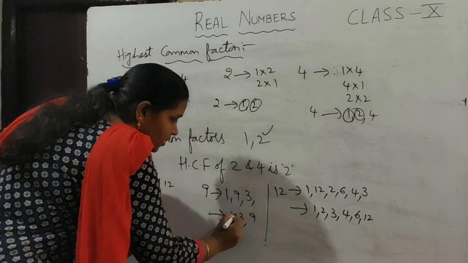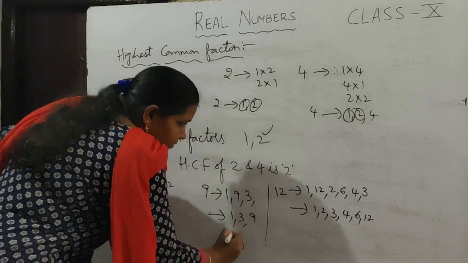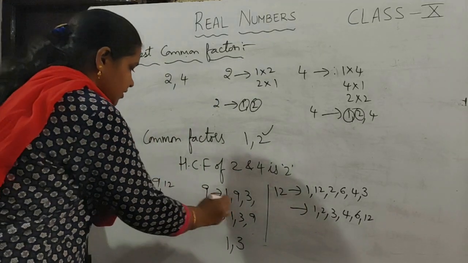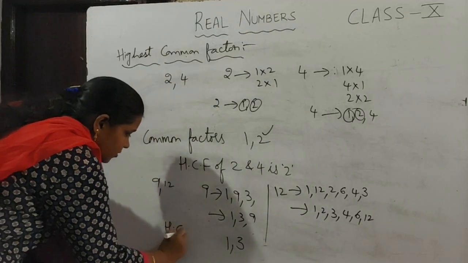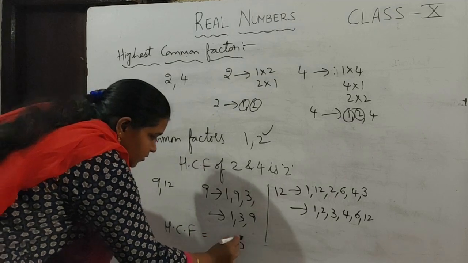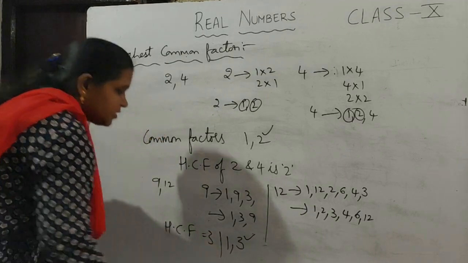What are the common factors? 1 and also 3. So what is the highest common factor? The highest common factor is 3.